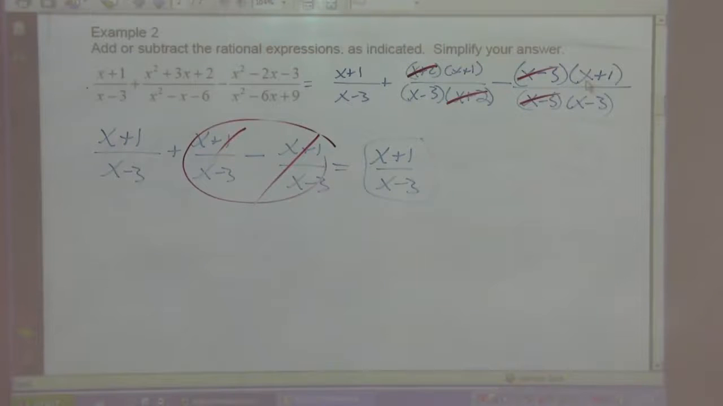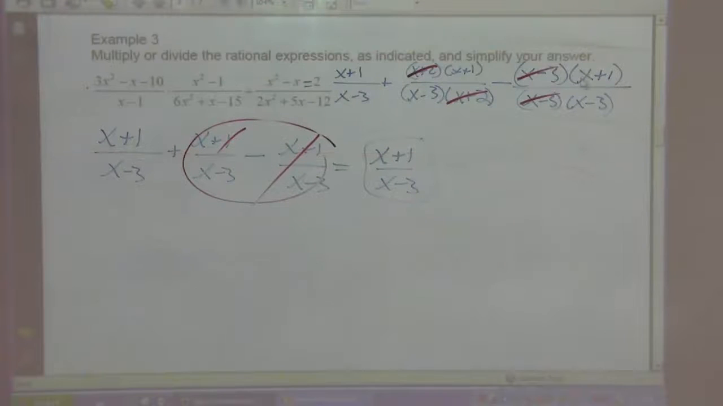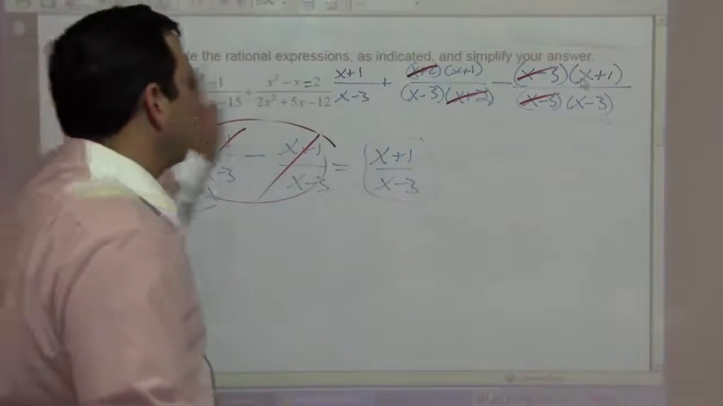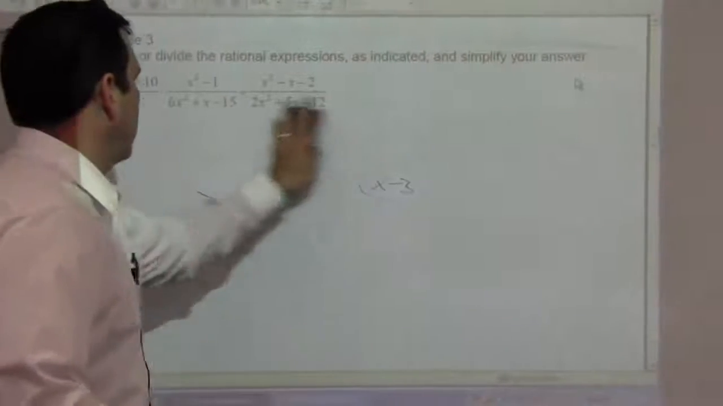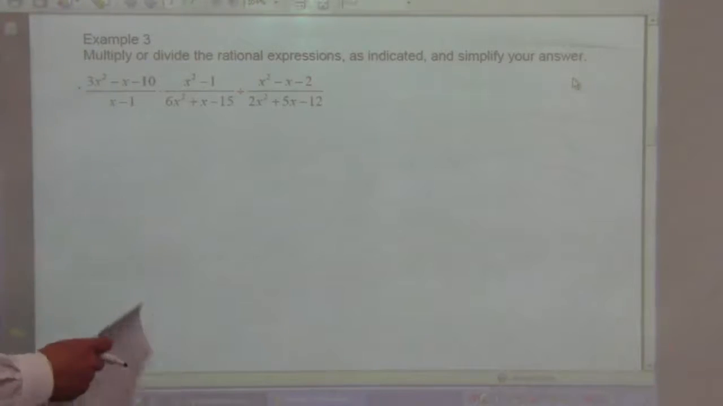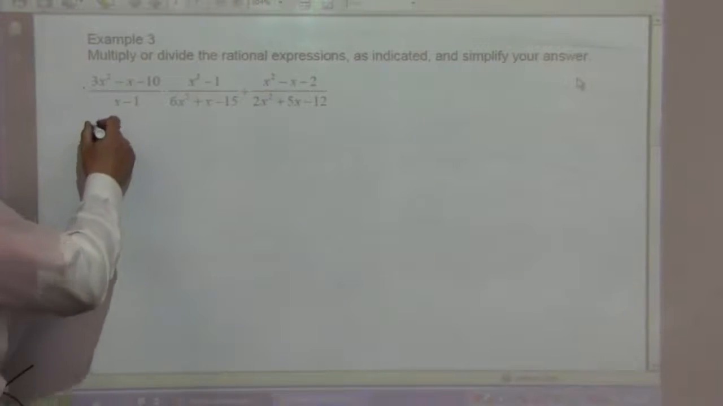I'm going to go on to the next page, so pause it if you want some more time. The next one says to multiply or divide the rational expressions as indicated and simplify your answer. So let's factor each part first.